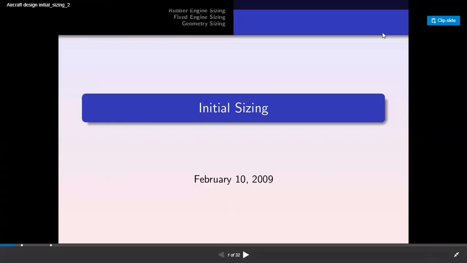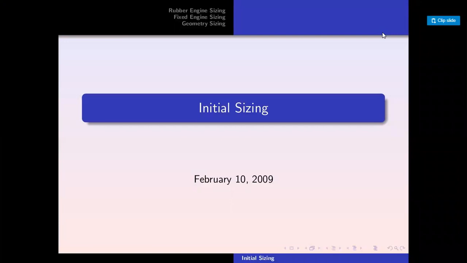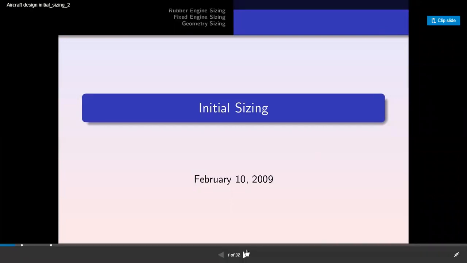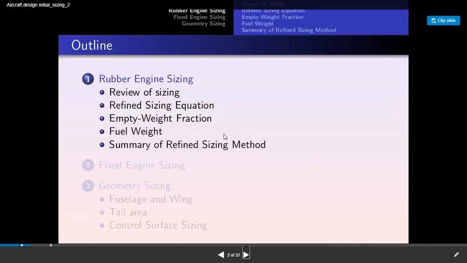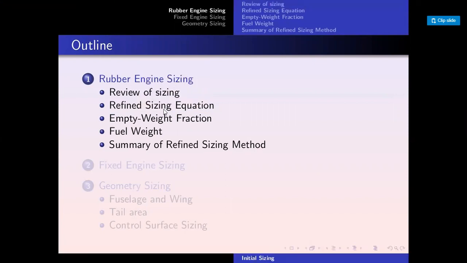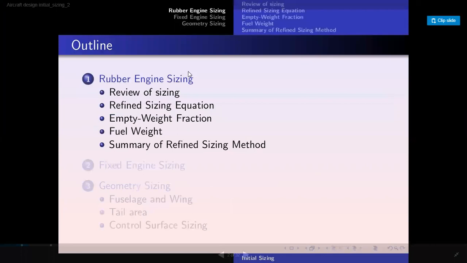Okay, let us discuss initial sizing. Look here, in this initial sizing, we are doing a rubber engine sizing. What is this called? Rubber engine sizing. It's not a fixed engine, you are going to resize the engine. For any aircraft you design, you are going to size the engine. That process of sizing the engine is called rubber engine sizing.